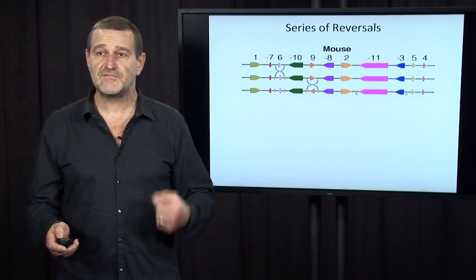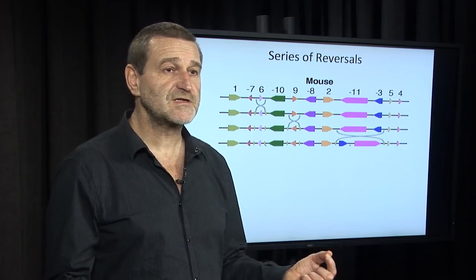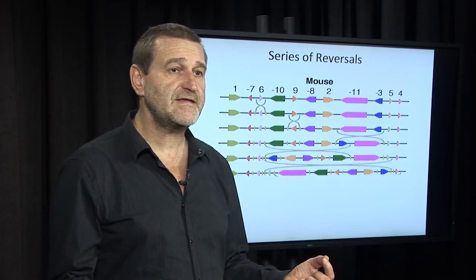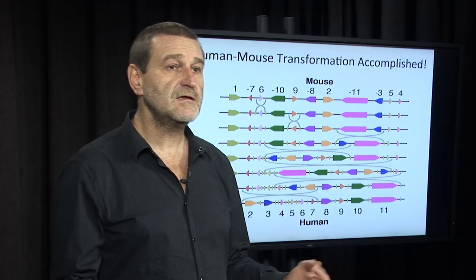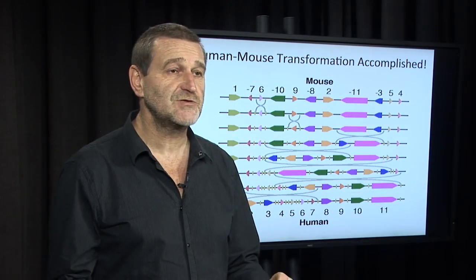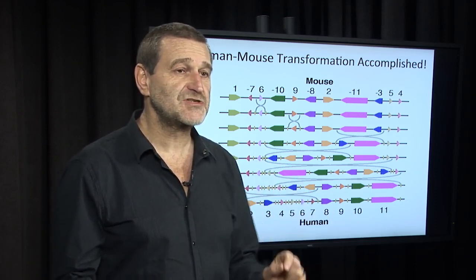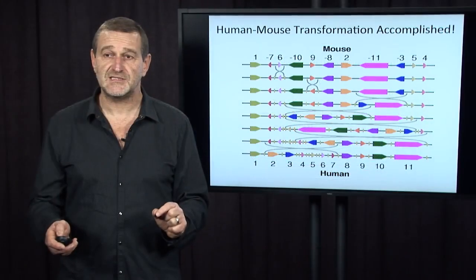At the next step, we revert the orientation of block 9. Then we take 2 blocks and revert the orientation, and continue until we transform the mouse gene arrangement into the human gene arrangement on the X chromosome. I emphasize that this is just a hypothetical scenario. Nobody knows today what really happened during 75 million years of evolution while nature has been transforming the mouse gene arrangement into the human gene arrangement.